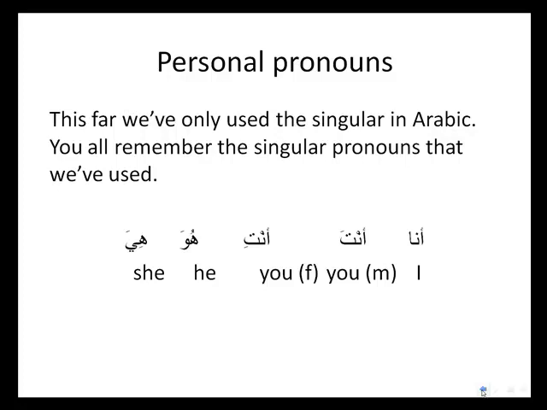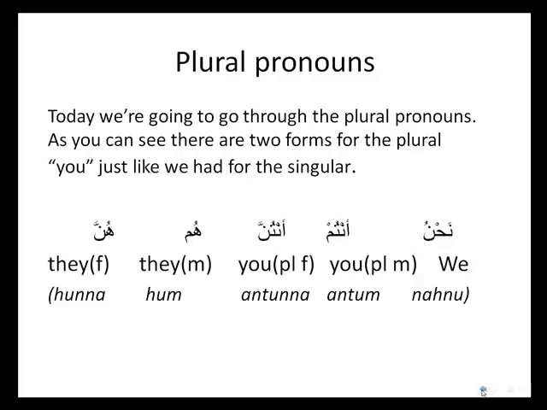The singular personal pronouns that we have used are ana for me, anta for you masculine, anti for you feminine, huwa for he, and hiya for she. Of course, as in any other language, we can also talk about more than just one person in Arabic. The plural pronouns are these.